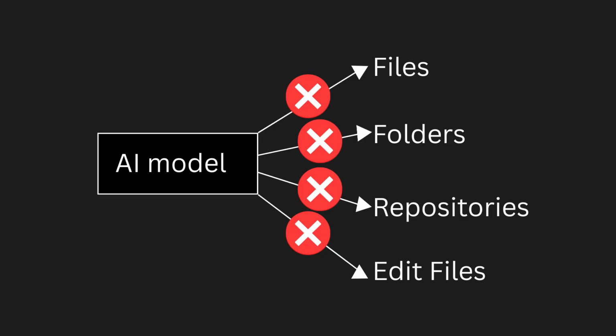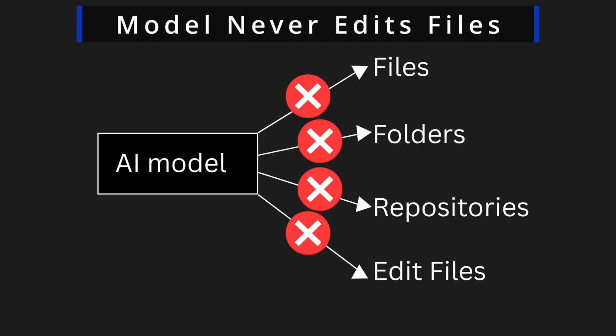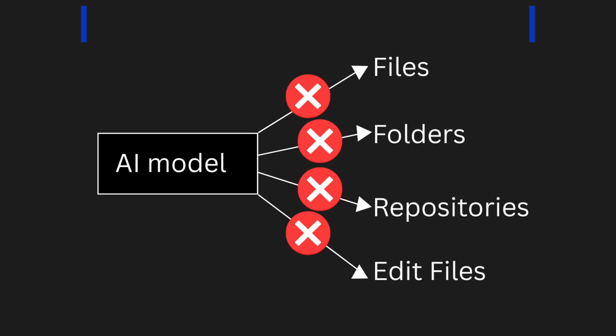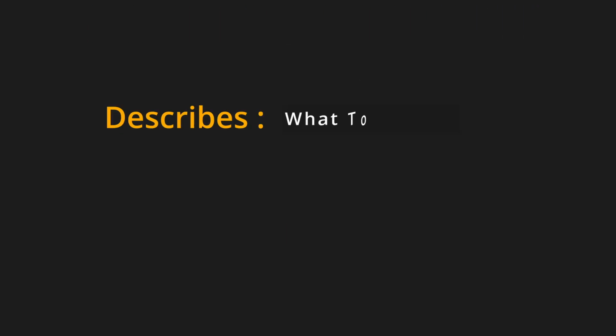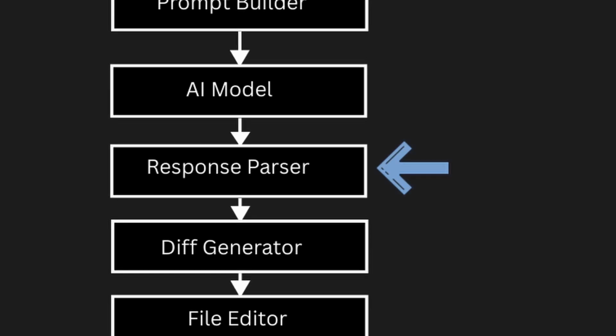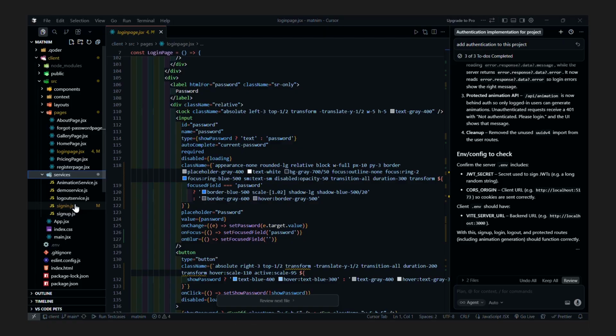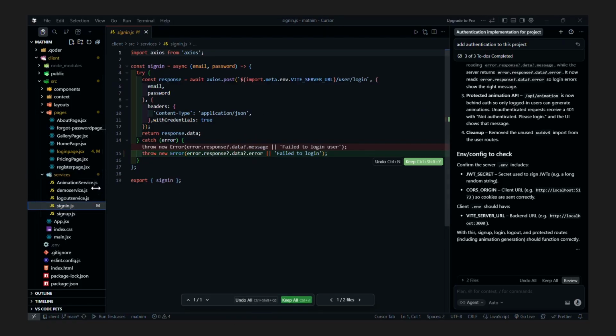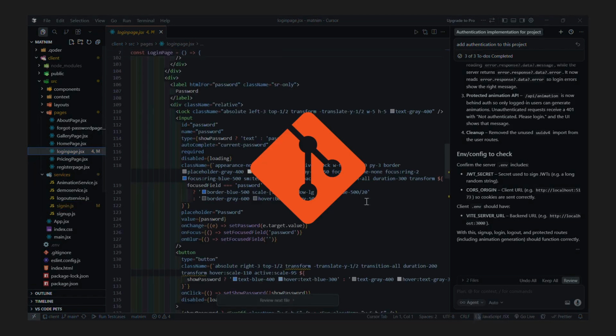One important thing to understand is that the AI model never directly edits your files. The model only generates instructions describing what should change. For example, it might produce something like a patch or diff, describing which lines should be inserted, removed, or replaced. The IDE then parses this response and maps those changes back to the correct files in the project. Instead of rewriting an entire file, the editor updates only the specific lines that need modification, similar to how version control tools like Git apply changes.